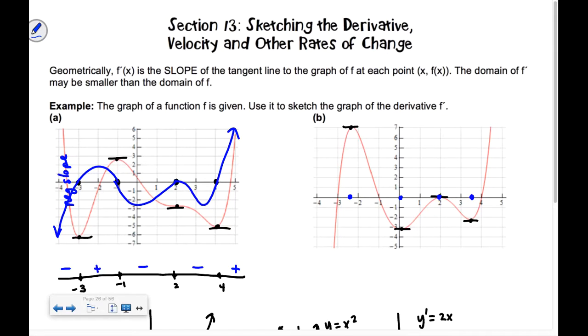And then I decide where my slope is positive and where it's negative. So I have a positive slope, then a negative slope, a positive slope, a negative slope, and then a positive slope. See it? That means we're going to be above the axis, below the axis, above the axis, below the axis, above the axis. That would be the derivative. Do you guys understand that?